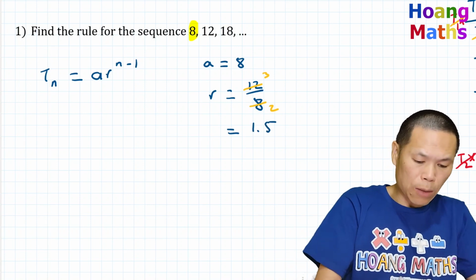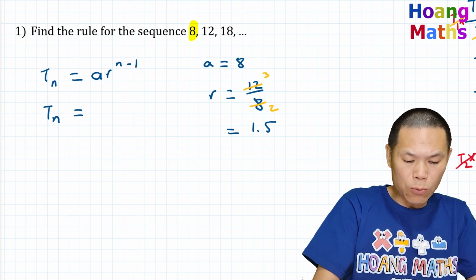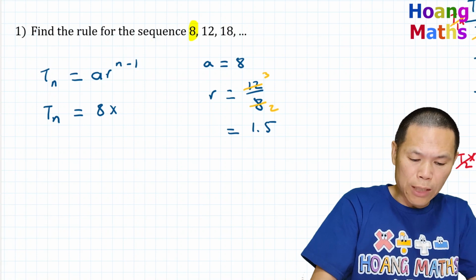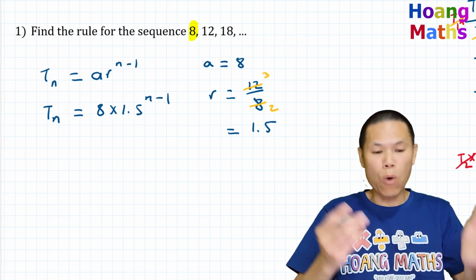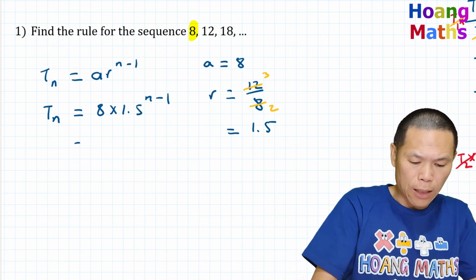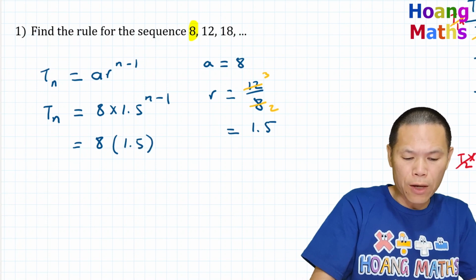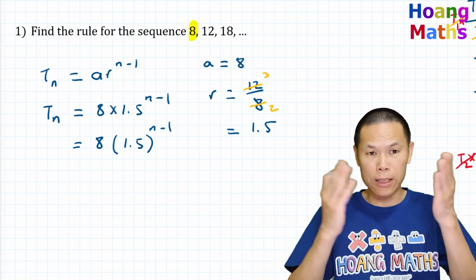So now I just substitute that in the formula. So Tn is equal to A, which is 8, times 1.5 because it's R, power of n minus 1. So there you go. This is the rule. Otherwise, you can also write like this: is equal to 8 bracket 1.5 power of n minus 1. Okay, so whichever way you want to write, doesn't really matter.